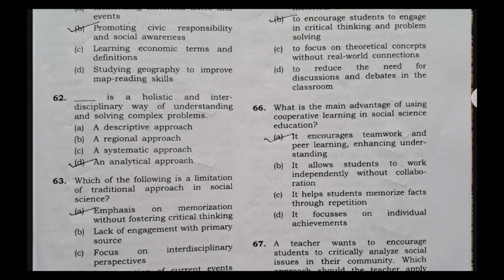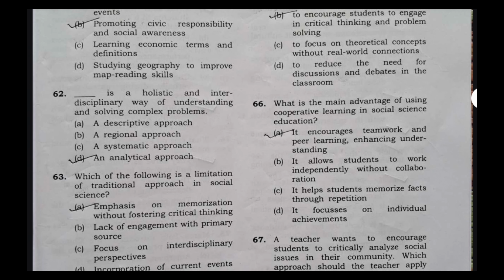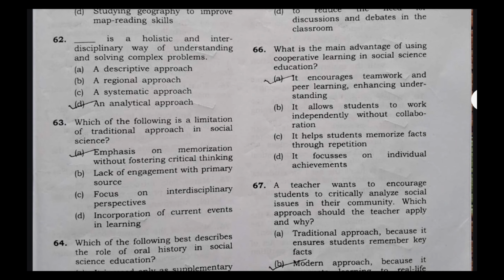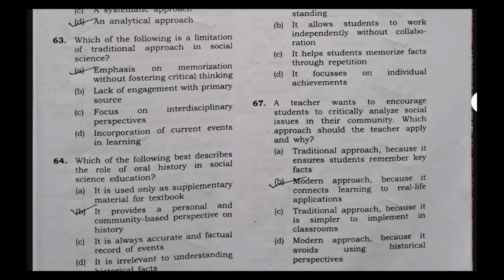62. Dash is the holistic and interdisciplinary way of understanding and solving complex problems. The answer is option D. 63. Which of the following is a limitation of traditional approach in social science? The answer is option A. Emphasis on memorization without fostering critical thinking.